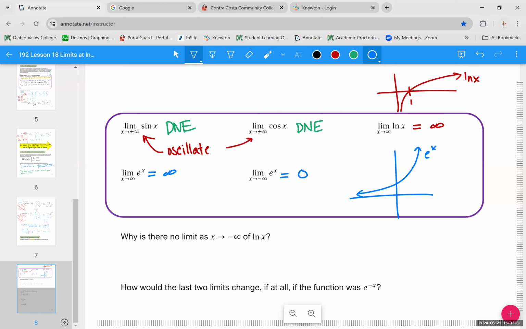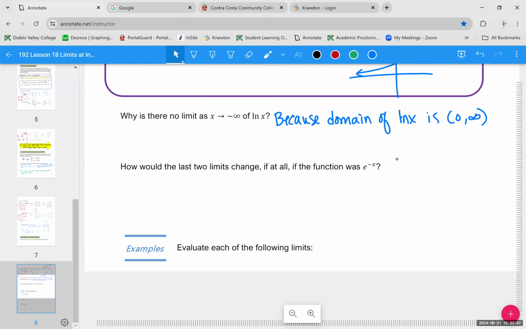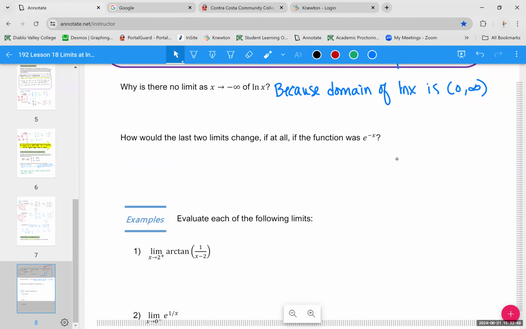So it's important to keep that in mind because the domain of ln x is 0 to infinity. So it doesn't make any sense to talk about a limit as x approaches negative infinity.